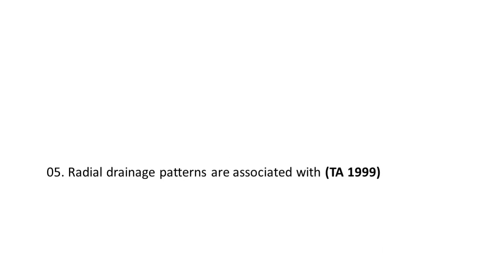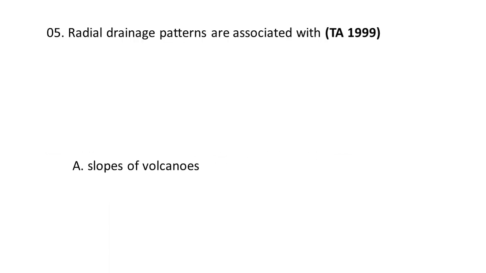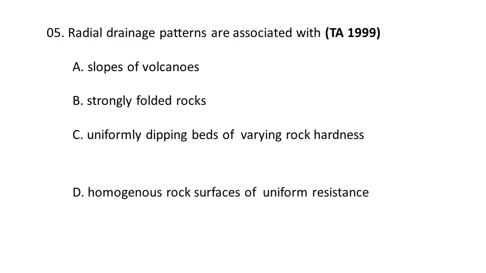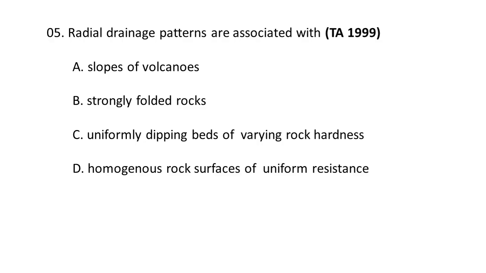Next question. Radial drainage patterns are associated with A. Slopes of volcanoes, B. Strongly folded rocks, C. Uniformly dipping beds of varying rock hardness, D. Homogeneous rock surfaces of uniform resistance. Radial drainage patterns are associated with the slopes of volcanoes. A is the correct option. Radial drainage patterns are associated with volcanoes, domes and laccoliths. They form when streams radiate outward from a central high point, similar to the spokes of a wheel. So A is the correct option.